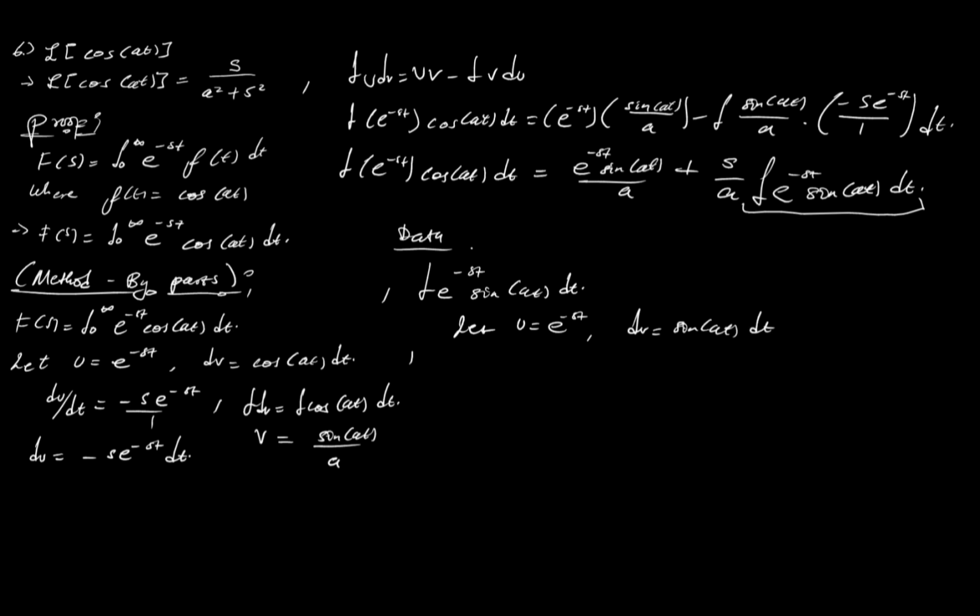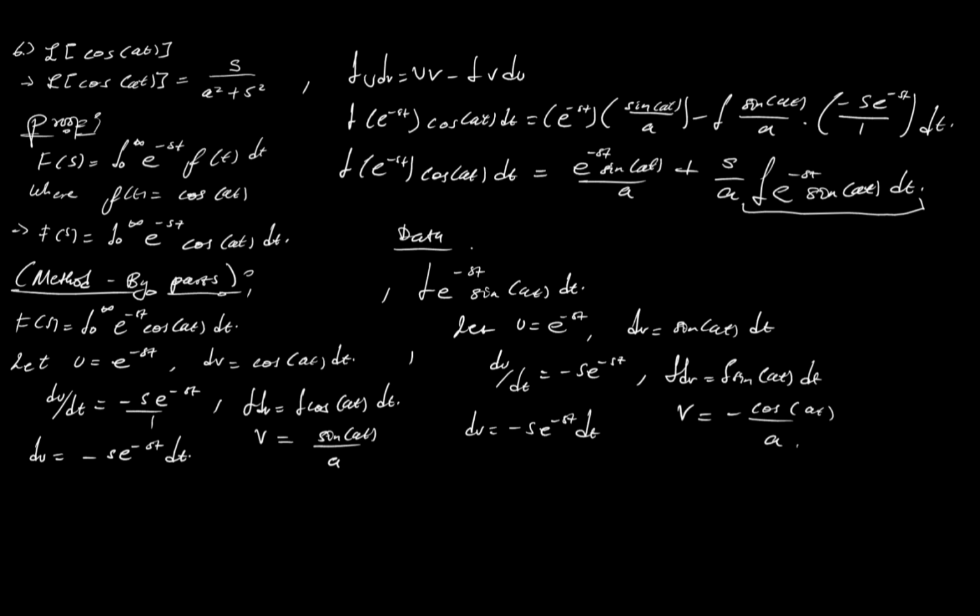We'll differentiate u with respect to t. du over dt will be equal to minus s e to the minus st. We'll make du the subject of the formula, and we have du being equal to minus s e to the minus st dt. If we integrate both sides, the integral of dv and the integral of sine of at dt, we'll have v being equal to the integral of sine, which will be minus cos of at over a. By plugging this back into the by parts statement, which implies that the integral of u dv is equal to uv minus the integral of v du.